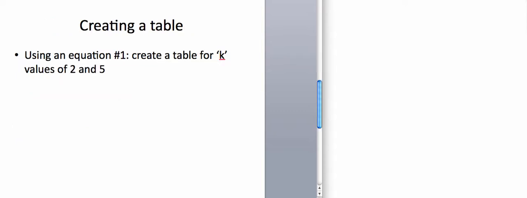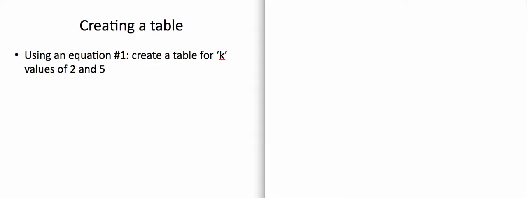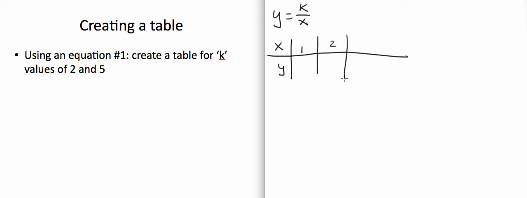All right, so the first thing we're going to talk about is creating a table using our inverse variation equation 1. That first equation we talked about was y is equal to k over x. So we're going to create a table, which means we've got an x value and a y value. We know the x's. We're going to start off with 1, 2, 3, and 4. We want to create it for k values of 2 and 5. We're going to have two separate tables that we're going to make here.